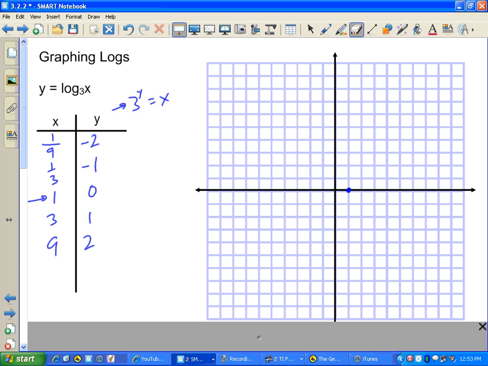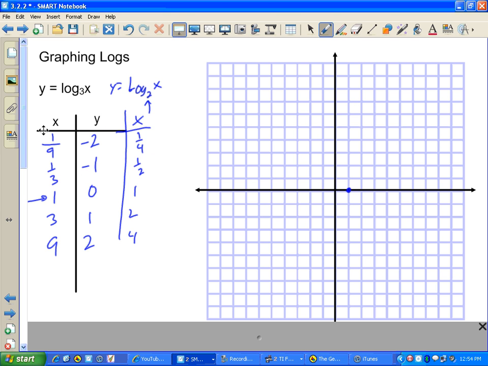So let's look at if we had a different base. If I had log base 2 of x, well then I could put these same y's in, but this time I'm going to get out 2 to the -2, which is 1/4. 2 to the -1 is 1/2. This is still going to be 1. 2 to the 1 is 2. 2 to the 2 is 4. And these would be my x values for this function.